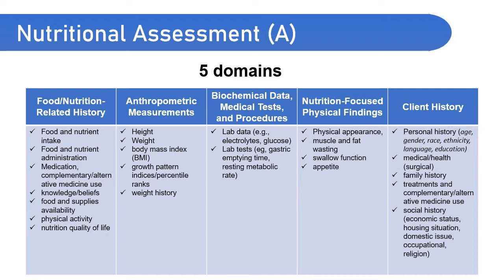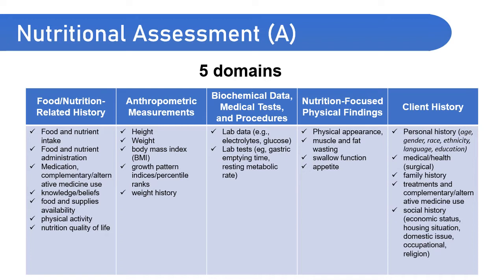For the anthropometric measurement, a few items that we can include are the height of the client or patient, the body weight, body mass index, growth pattern index, percentile rank, and also weight history.